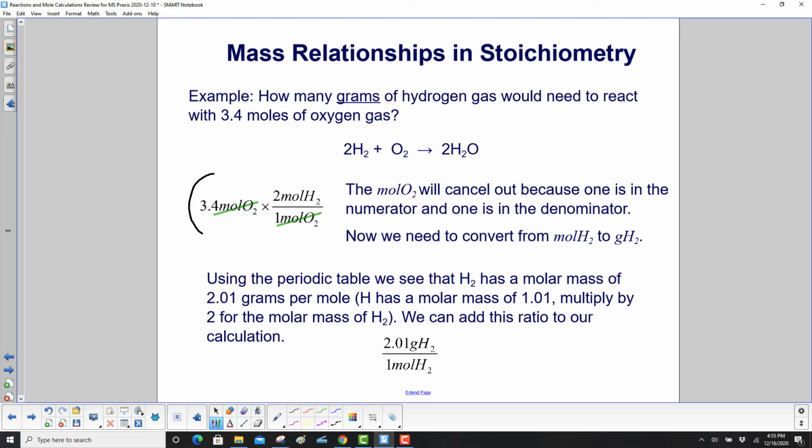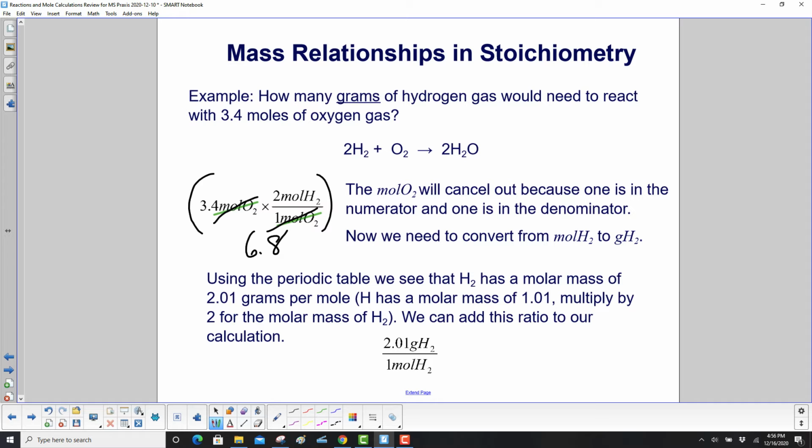So here we are from the last page, and moles of oxygen cancels out, since one is in the numerator and one's in the denominator. Now we will need to convert from moles of hydrogen to grams of hydrogen. So what do we have here? How many moles of hydrogen do we have? 2 times 3.4, so that's going to be 6.8. Using the periodic table, we see that hydrogen has a molar mass of 2.01 grams per mole. Now, hydrogen has a molar mass of 1.01, but since we're dealing with H2, the diatomic gas, multiply it by 2.